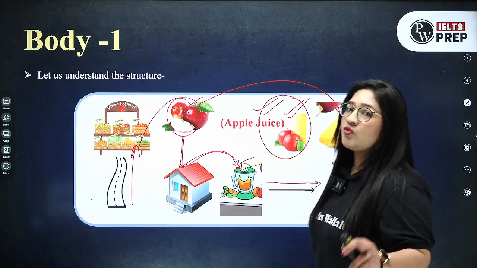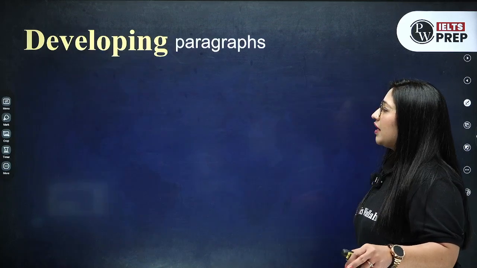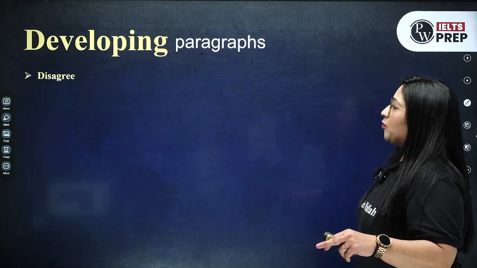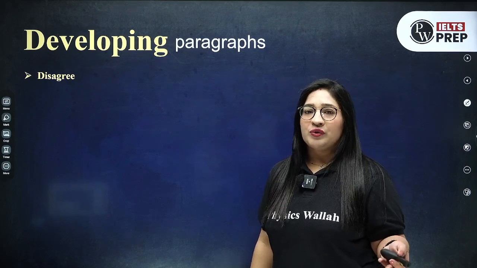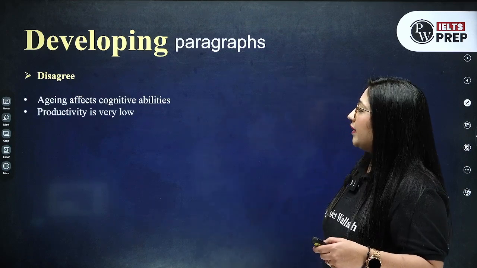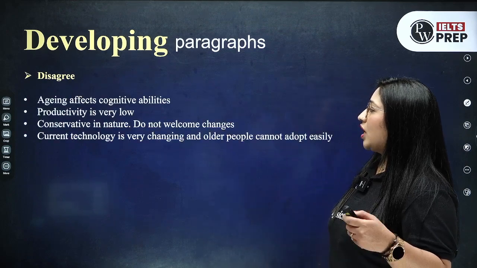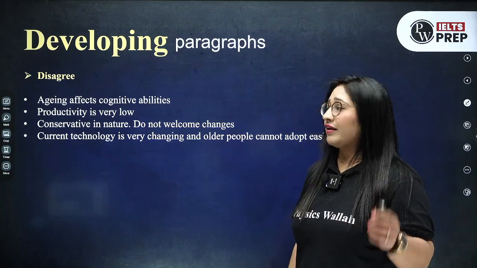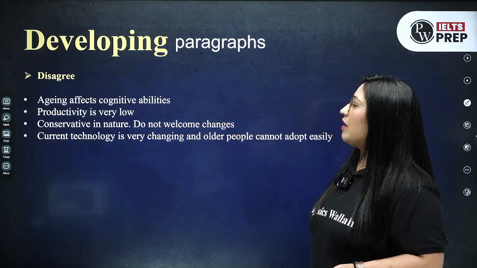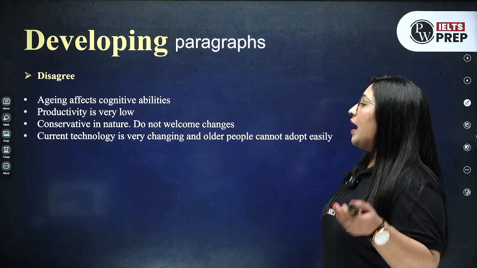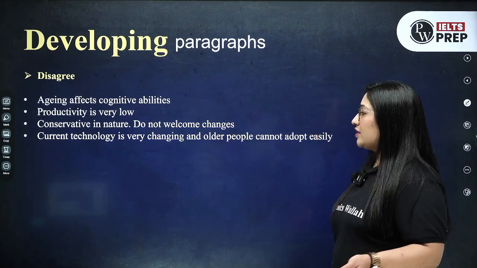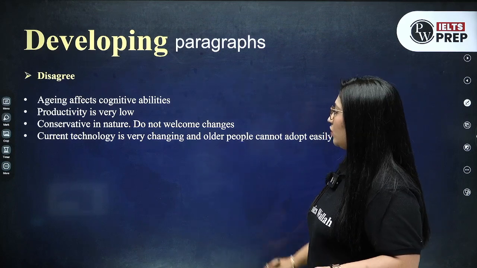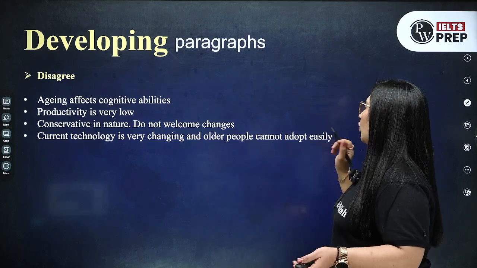So this is what you need to keep in mind, same as with our body paragraphs. See the body paragraph, as we are already on the same page that we all are going to write about the disagreement. So हमारे क्या क्या topics थे, ये हमारे पास 4 points थे, right? What makes us disagree? That aging affects cognitive abilities, productivity is very low, and conservative in nature, do not welcome changes. Current technology is very changing, and older people cannot adopt easily.